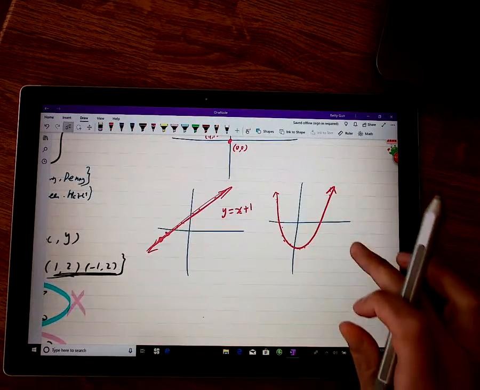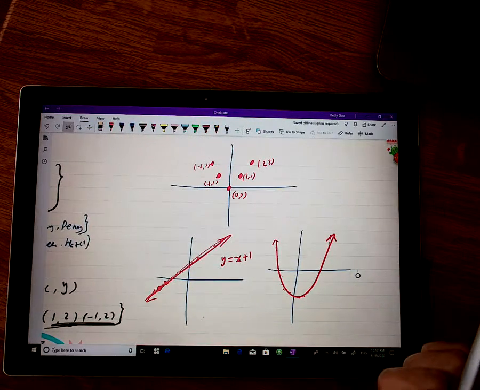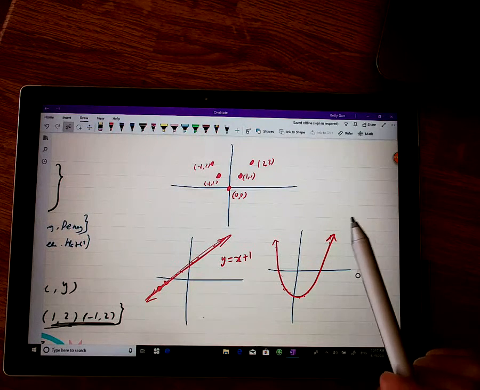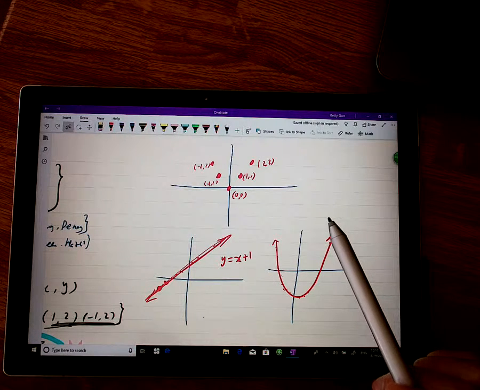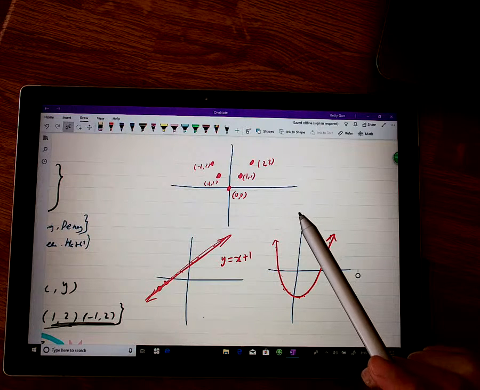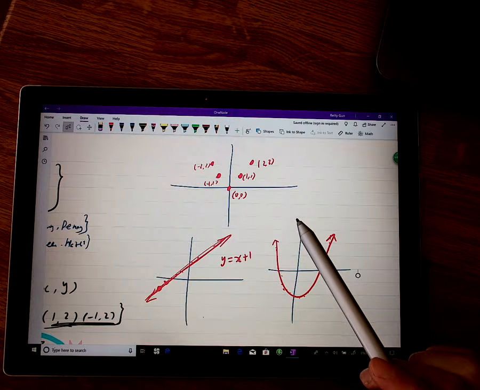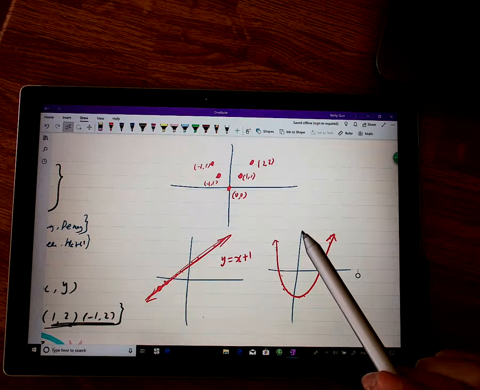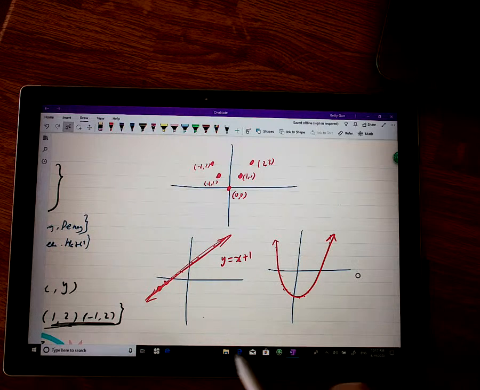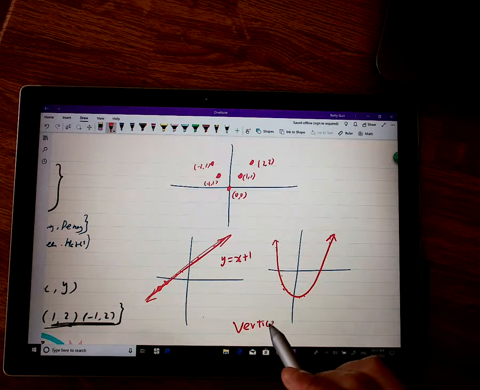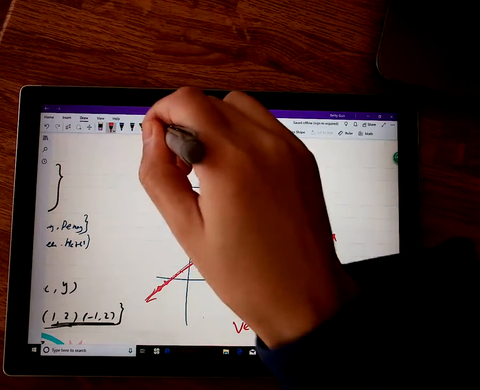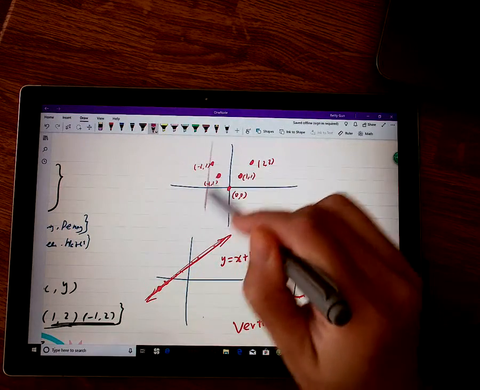So we actually have a very convenient method to determine if a given relation is a function or not, if the relation is a graph in a two-dimensional space. Earlier we agreed any graph in a two-dimensional space is a relation. And we have a very convenient method to determine if the relation is a function or not. The method is called the vertical line test.